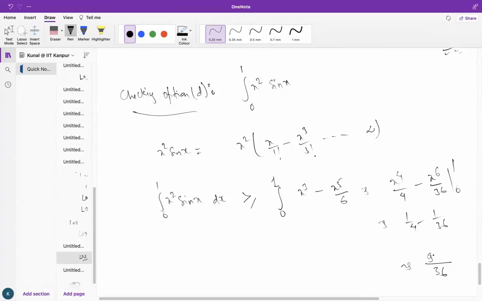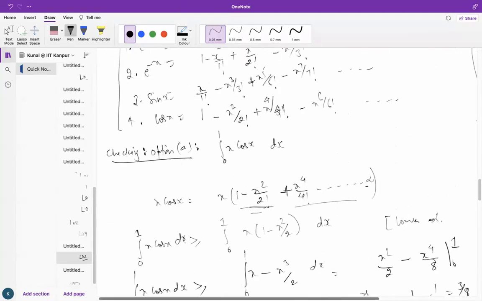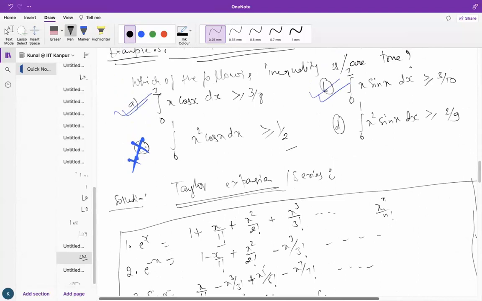Yeah, it will be 9 and it will be 1, right? So it will be like 8 by 36. It will be like 2 by 9. So let's check option D. Is it correct? Oh, it is correct. It's correct. So the correct answer is option A, C, and D.